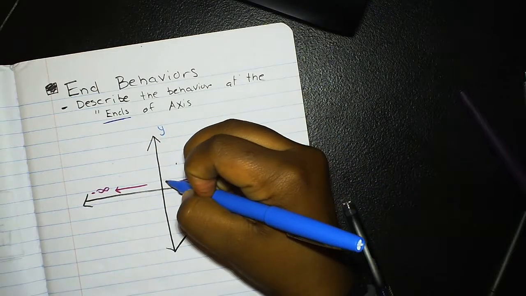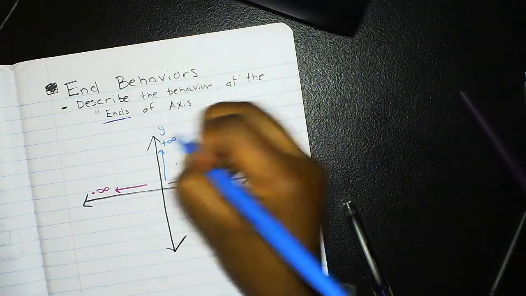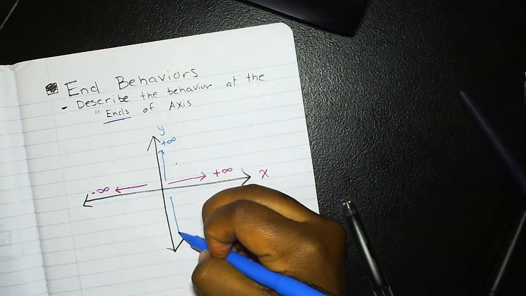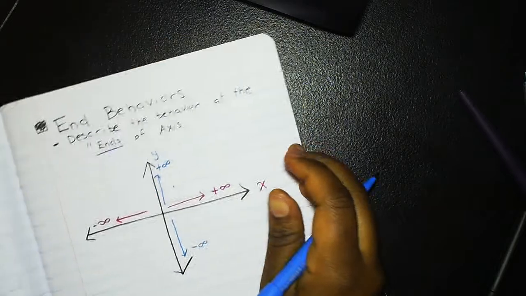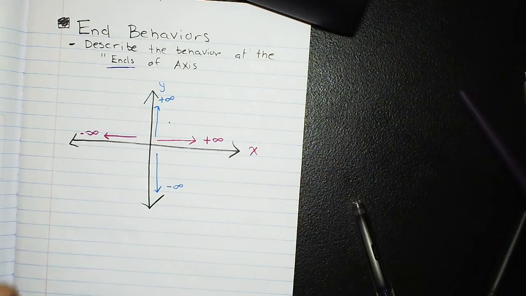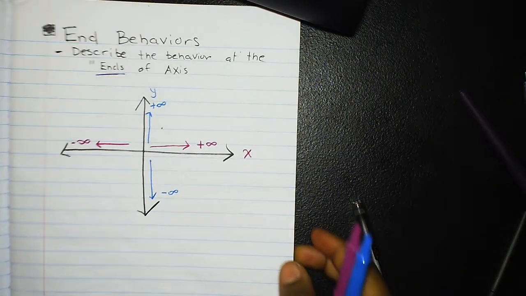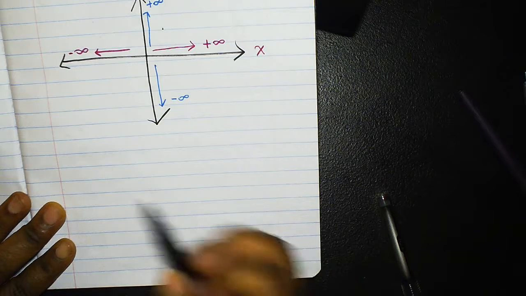Let's say I was going up. My y-axis, this would be positive infinity. And if I was going down, this would be negative infinity. So what does that mean? Well, the best way I'll be able to show you how to determine end behaviors is through some examples. So let's do example number 1.